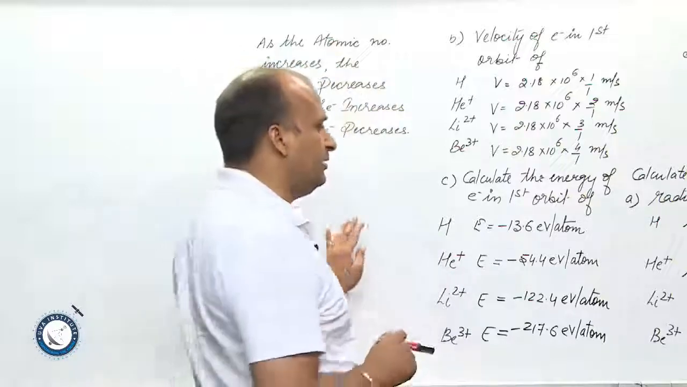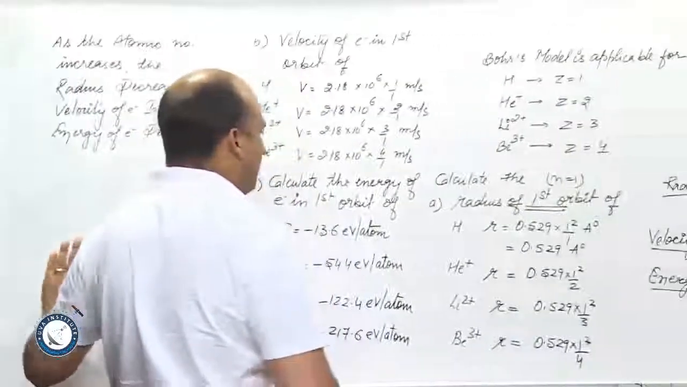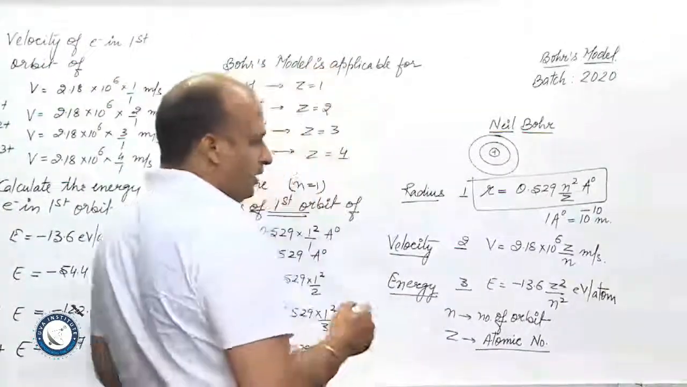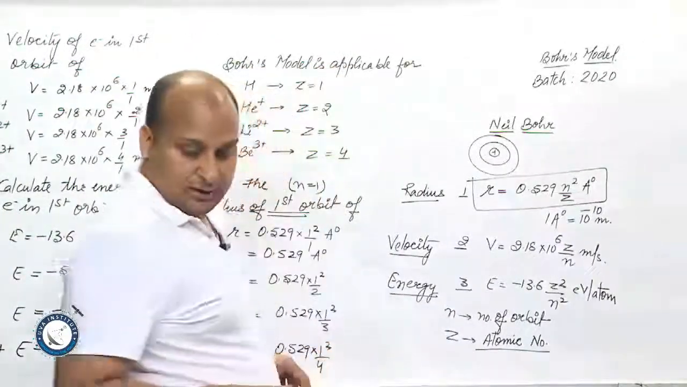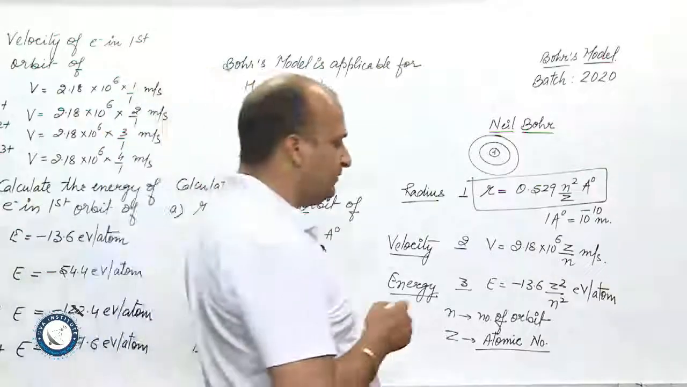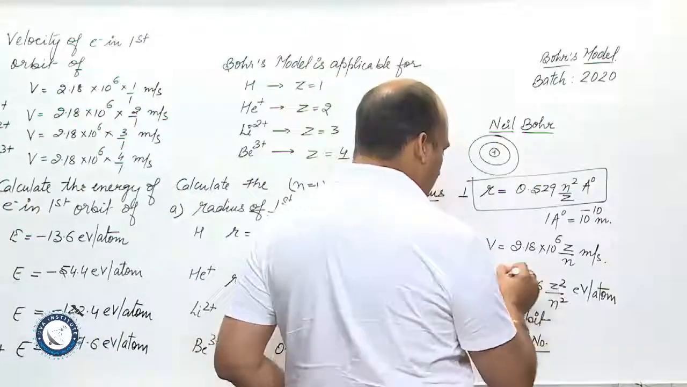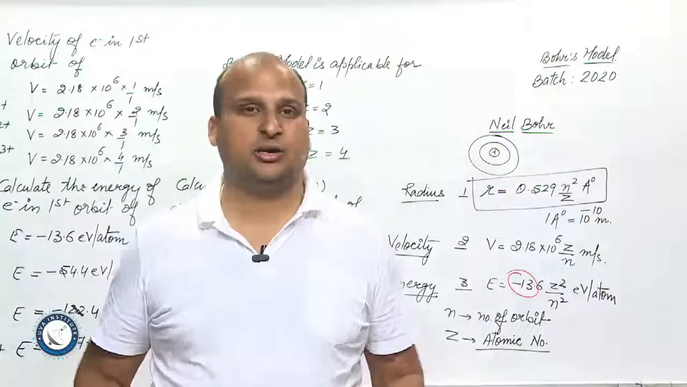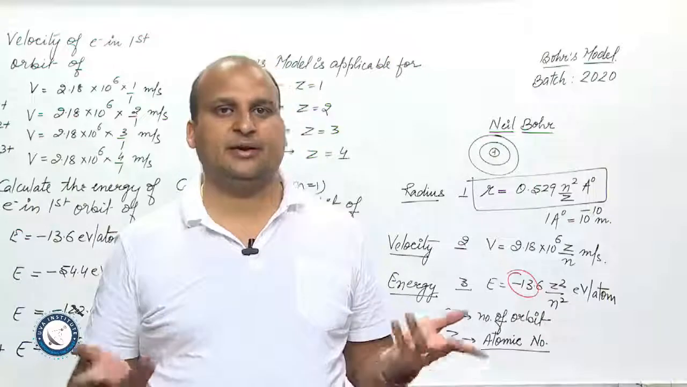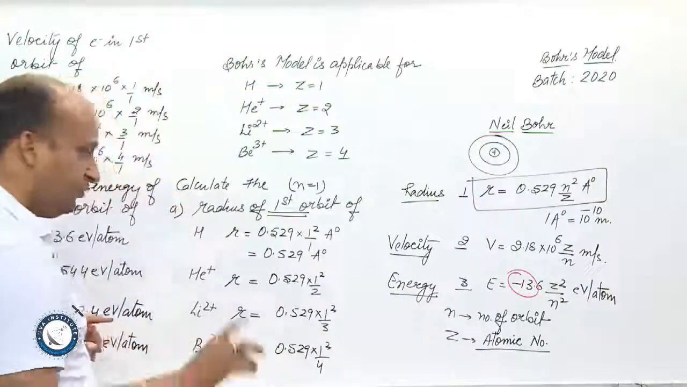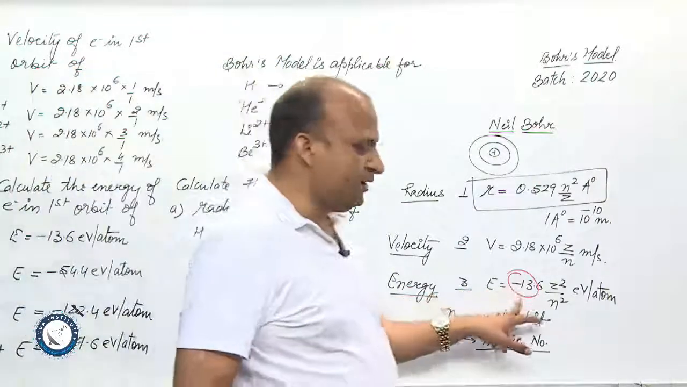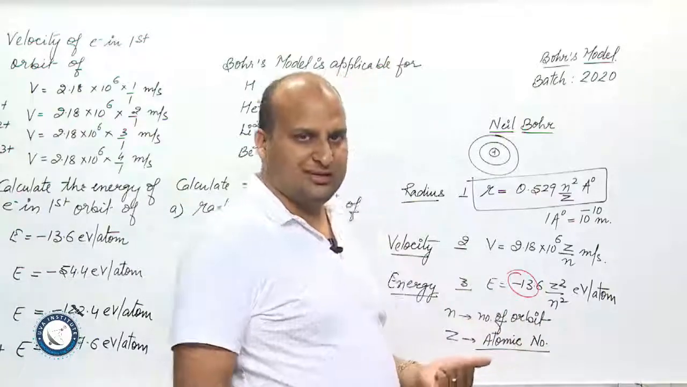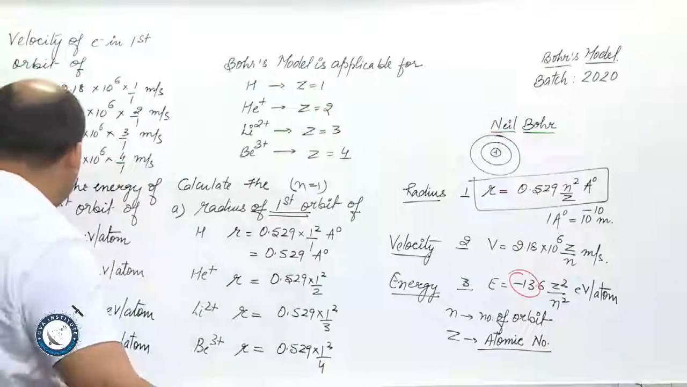Now for that we have to go back to this formula once again, and you will see that I have used a negative sign over here, minus 13.6. Now the question arises, what do you mean by negative energy? If you get to know the meaning of negative energy, you will be able to understand why the value is decreasing.